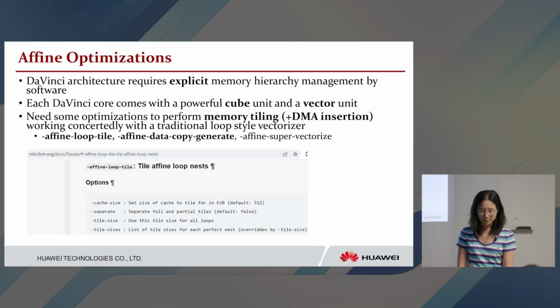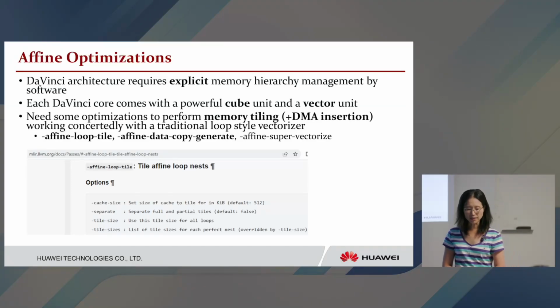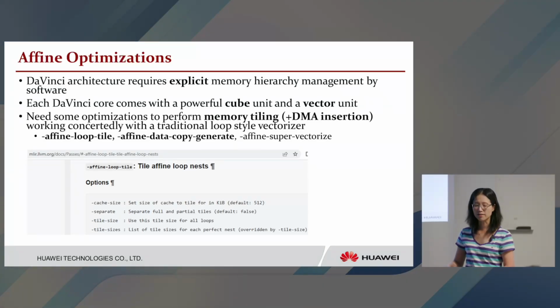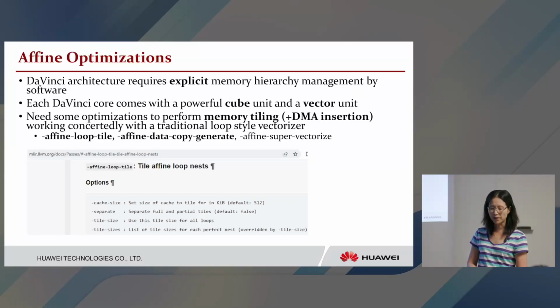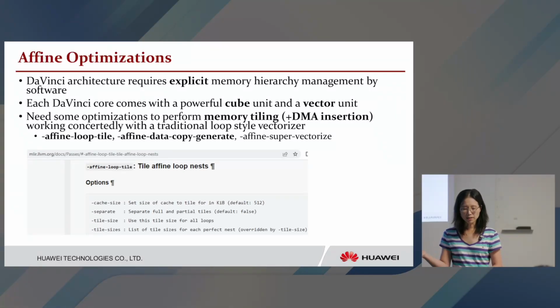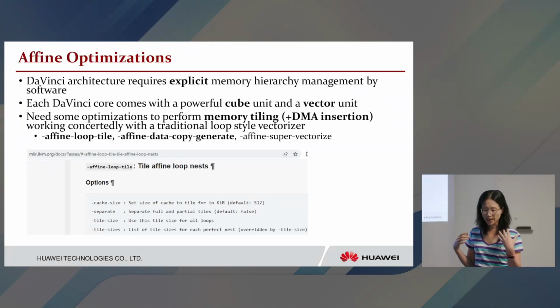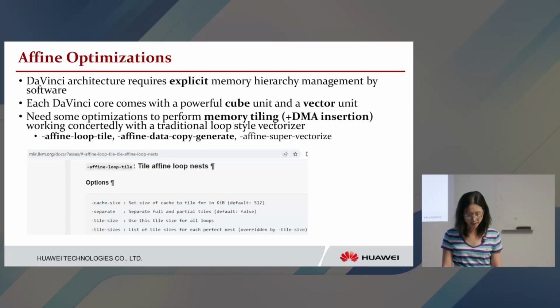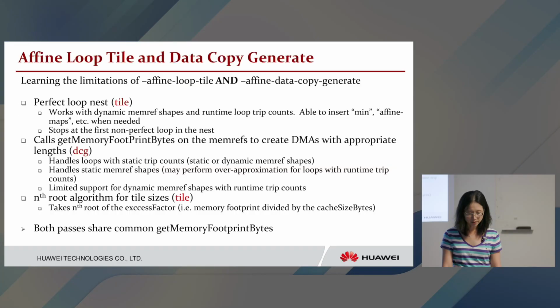Okay. Right, so I want to talk a little bit about the affine optimizations because it's for those purposes we got ourselves into MLIR. And as I motivated earlier, there is this explicit memory hierarchy management that needed to be done by software. And that motivated why we are looking at memory tiling plus DMA insertion, which brings to good attention affine loop tile and affine data copy generate. That's just the MLIR documentation on affine loop tile.